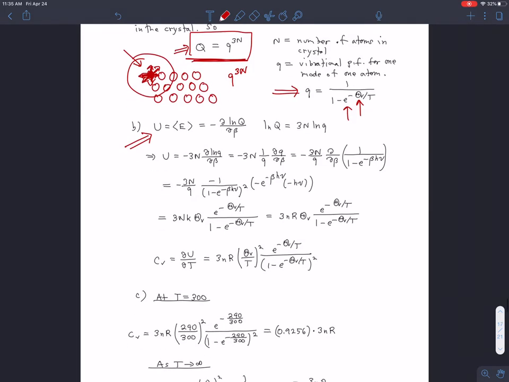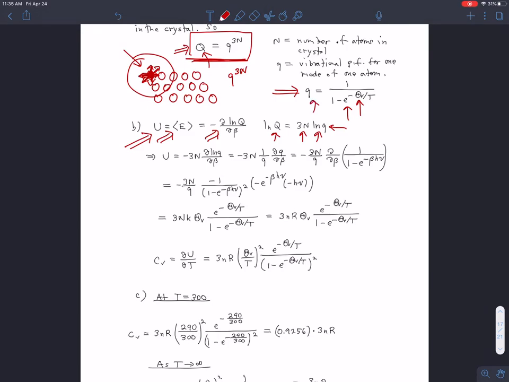All right. So now we're supposed to calculate the internal energy. We can use this formula, which says that the internal energy is minus the derivative of the log of the full partition function with respect to beta. The log of the full partition function is just going to be 3n times the log of the one-mode partition function, right? This q isn't just from one atom. It's from one direction of one atom. It's one of these guys up here.